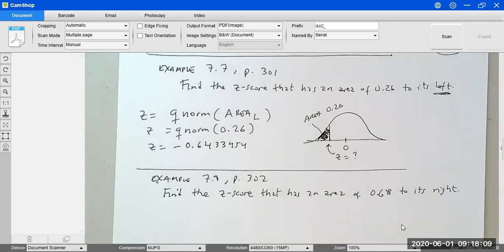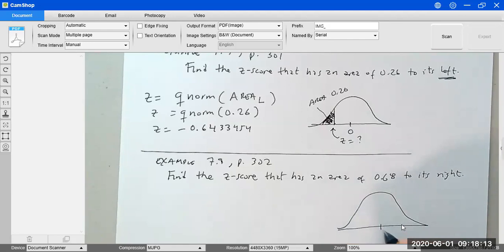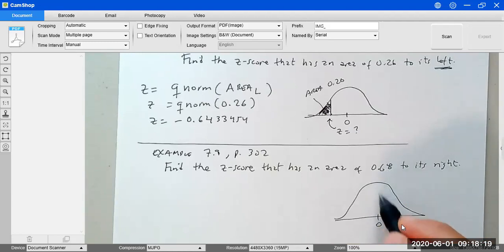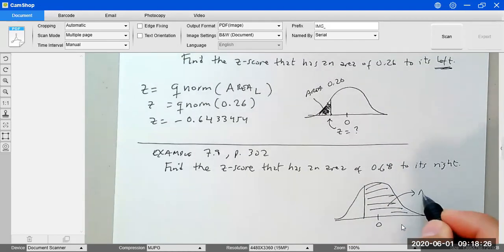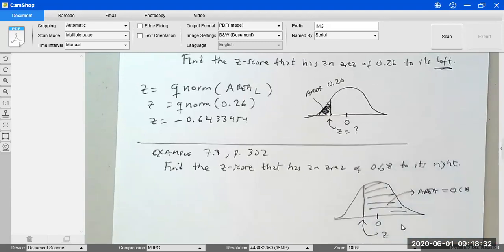So you have your 0 here. 0.68 is more than half of the area, so it is going to be something like this. So we know now this area. This area is 0.68, and we want to know this z-score.